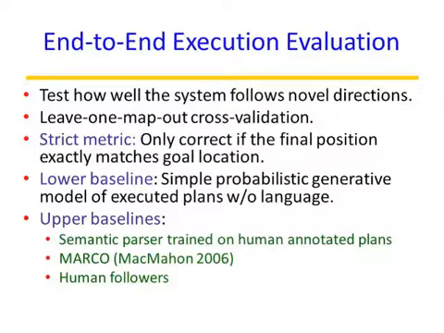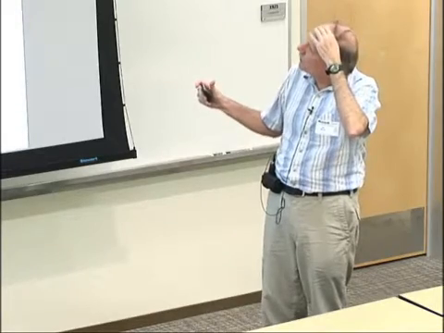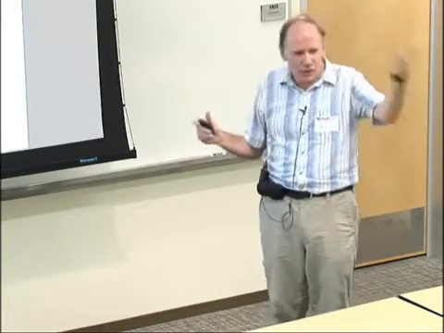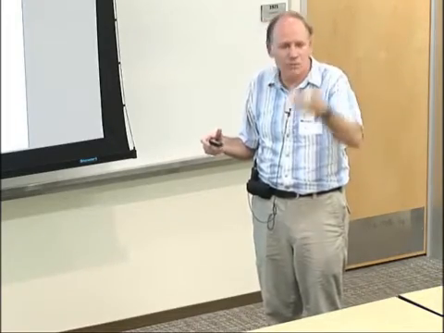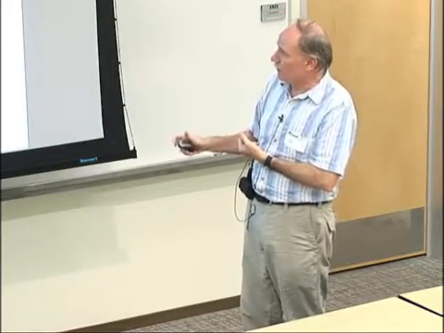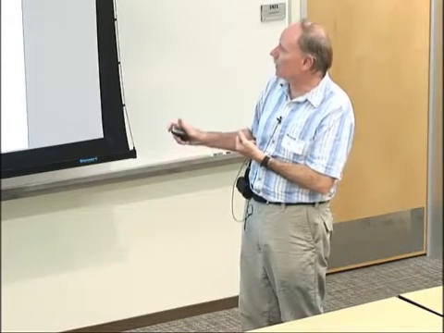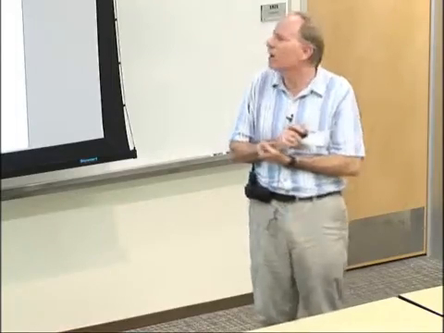We did a number of different evaluations. Again, I'd point you to the paper for some of these. I'll just present results for what I call the end-to-end execution, where you train it on 3 maps. It gets to watch the instructions followed in those 3 maps. You give it a new map, you give it an instruction, you say go, and you see if it follows it correctly and gets to the right place. Again, we did leave-one-map-out cross-validation. It's a pretty strict metric. Only if the correct final position exactly matches the goal do you get a point for that problem.